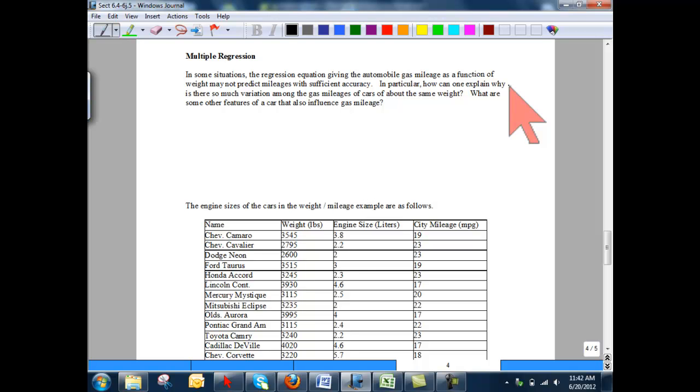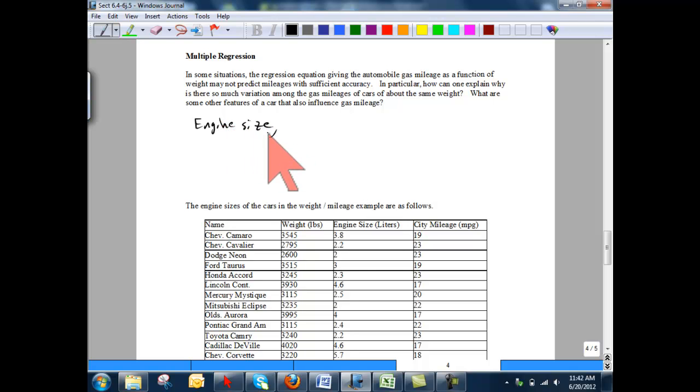And why is that? What are some other features of a car that also influence its gas mileage in addition to weight? And let's stay with features of the car itself. I mean, the driving habits of the driver, of course, influence the gas mileage, but that's not a characteristic of the car, that's a characteristic of the driver. Likewise, the road conditions influence gas mileage, but that's not a characteristic of the car either. So some other characteristics of the car itself would be things like engine size.